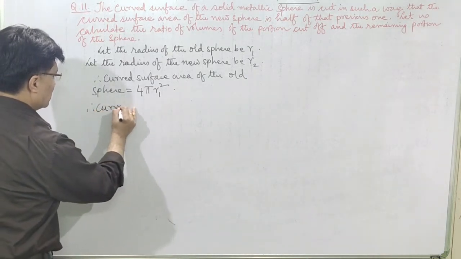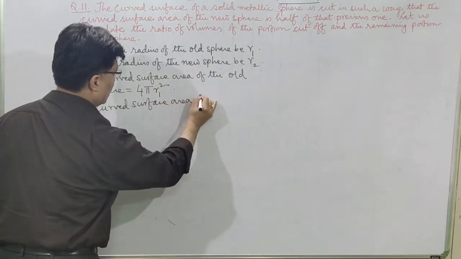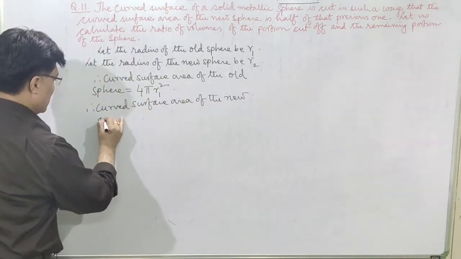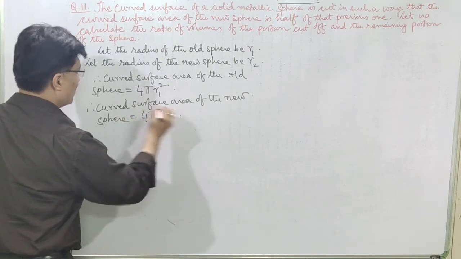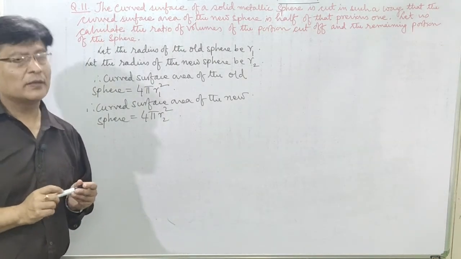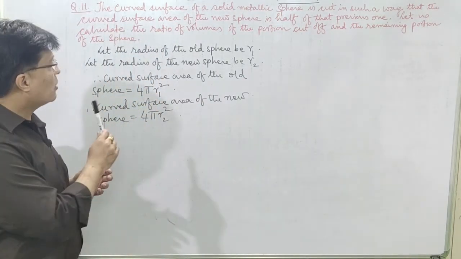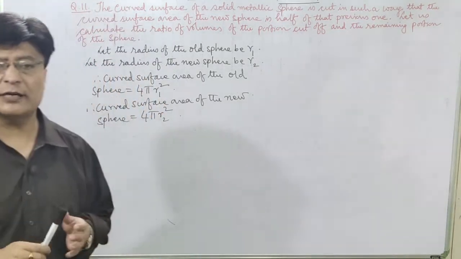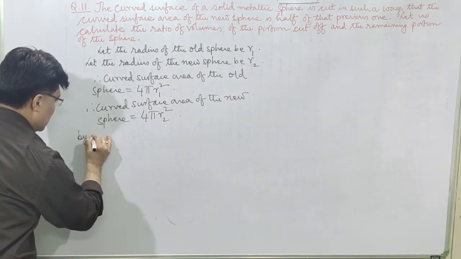Therefore, curved surface area of the new sphere is equal to, how much is that? 4 pi R2 square, because in this case R2 is the radius of the new sphere. Okay. Now by question, a condition is given there. The curved surface area of the new sphere is equal to half of the curved surface area of the old sphere. Okay. So now by question, let us write here.